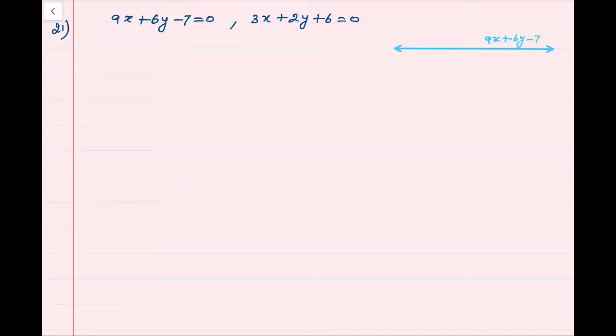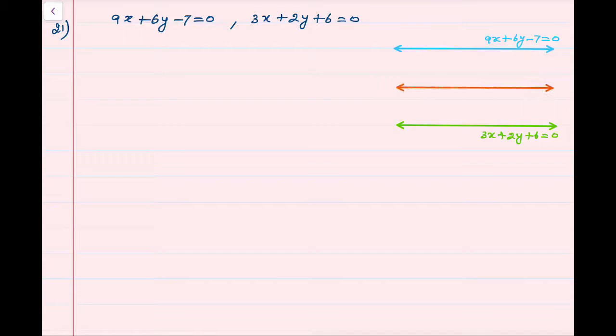Question 21. Find the equation of the line which is equidistant from parallel lines 9x plus 6y minus 7 equal to 0 and 3x plus 2y plus 6 equal to 0. These two are parallel lines. See the coefficients of x and y, they are proportional. So let this be 9x plus 6y minus 7 equal to 0, and let this be the parallel line which is 3x plus 2y plus 6 equal to 0.